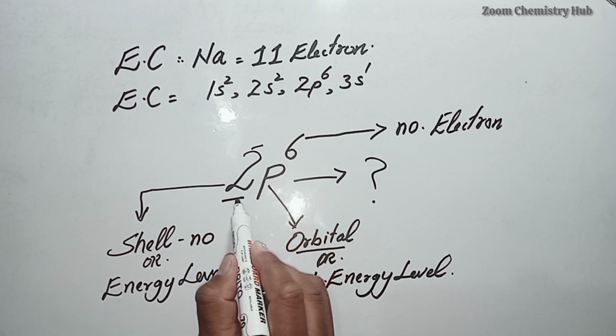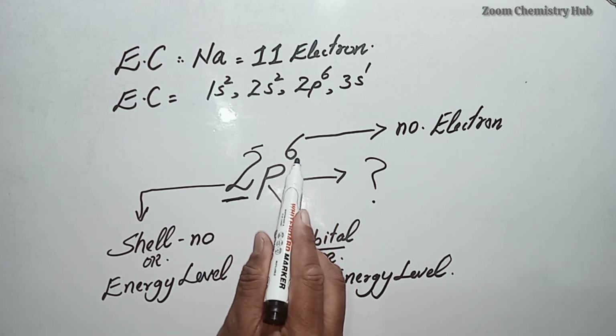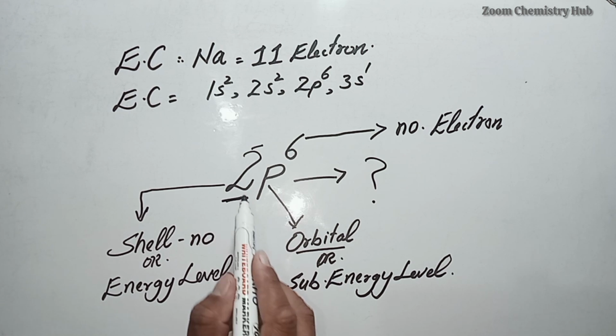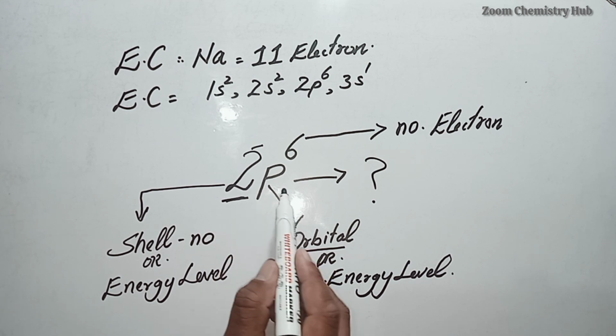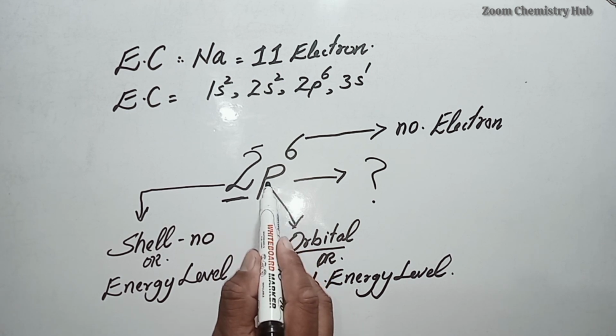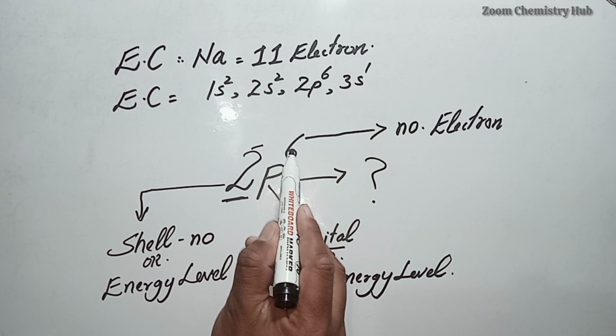So we will read this as shell number 2 having p orbital contain 6 electrons.